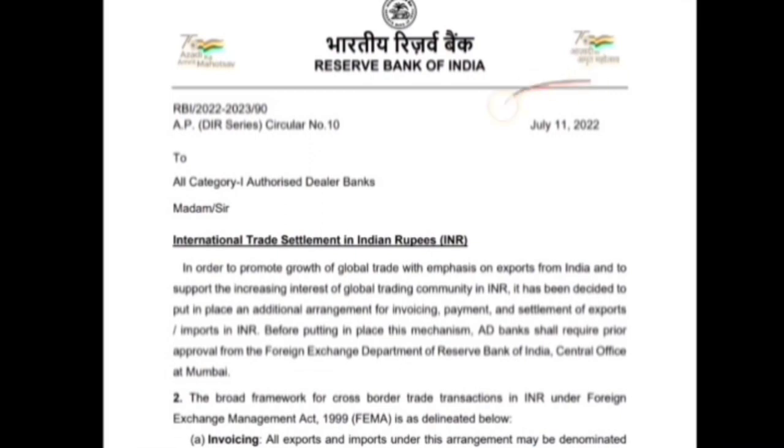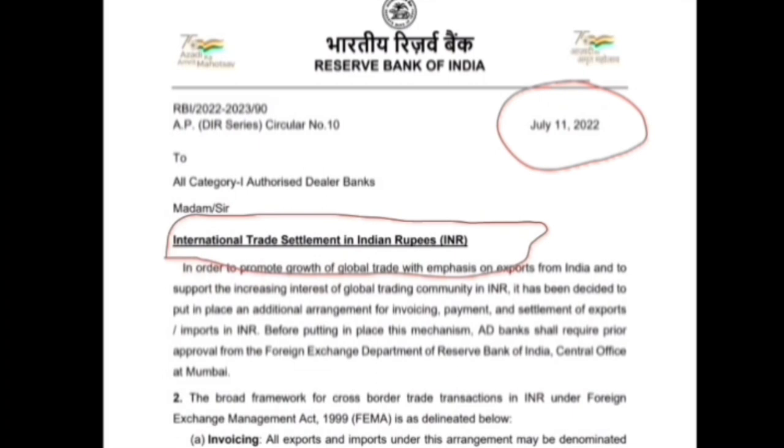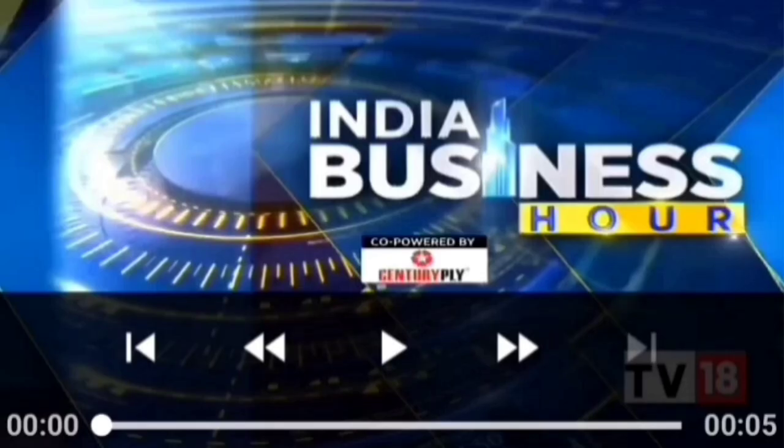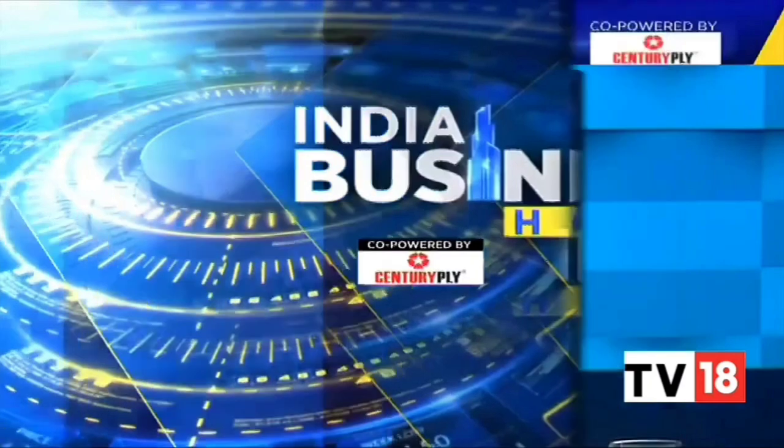On 11th of July 2022, the Reserve Bank of India made a very bold announcement whereby domestic traders could settle their import and export with Indian rupees. It's an arrangement whereby foreign entities can settle cross-border trade payments in rupees. And this move, taking the INR global, is a very good deal because it is set to trade directly with Russia without depending on the American bank.